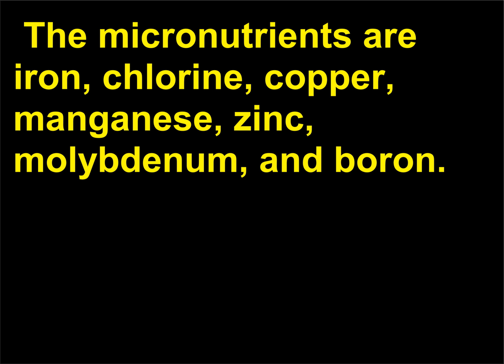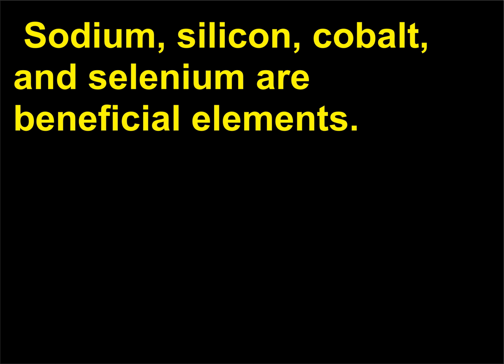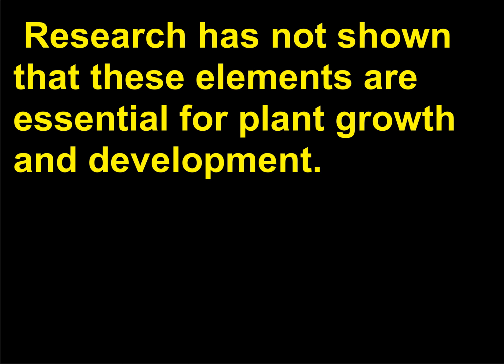The micronutrients are iron, chlorine, copper, manganese, zinc, molybdenum, and boron. Each of the micronutrients constitutes less than 1 to several hundred parts per million in plants. Sodium, silicon, cobalt, and selenium are beneficial elements. Research has not shown that these elements are essential for plant growth and development.